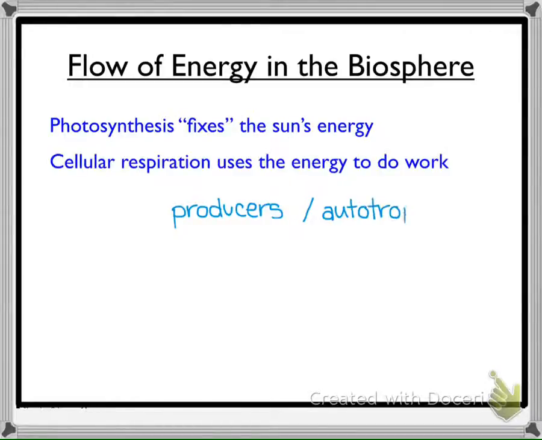Another word for producers is actually autotrophs. So autotroph literally translates to self-feeding. These are organisms that feed themselves, they make their own food. On the other hand, organisms that cannot do photosynthesis are called consumers because they have to eat another organism in order to get their energy.